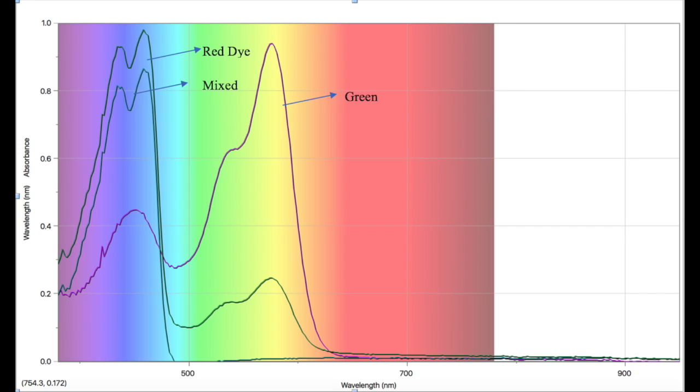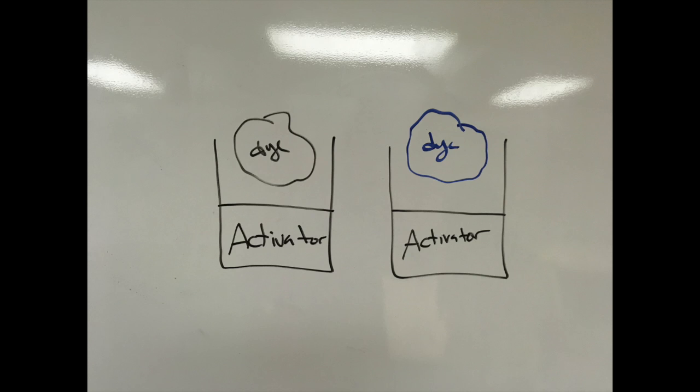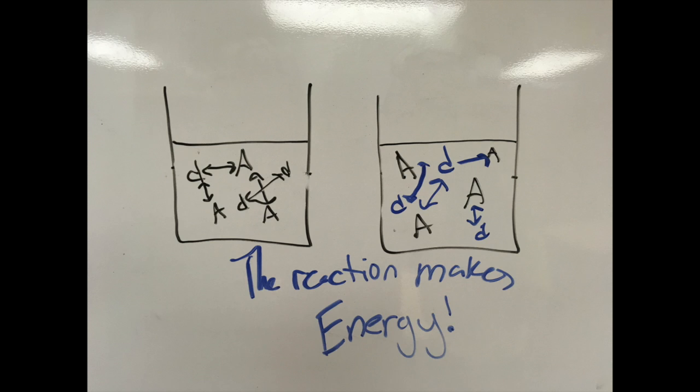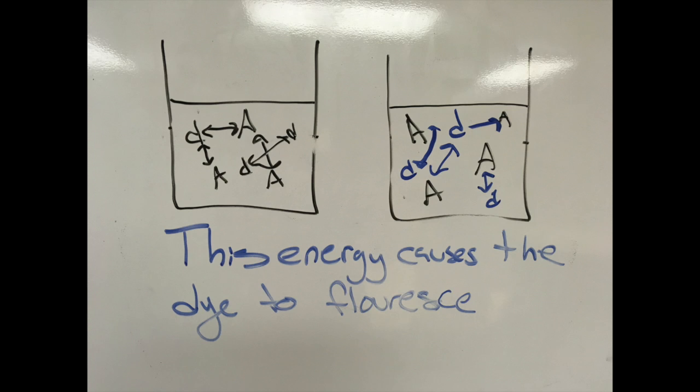This data makes sense, as we know that colors and dyes do not absorb the color they emit. This is why there is no peak at 620 nanometers for red or at 510 nanometers for green. The reaction that occurred involved equal amounts of dye and activator being mixed together. The energy produced by that reaction was equal for both dyes and caused them to fluoresce.